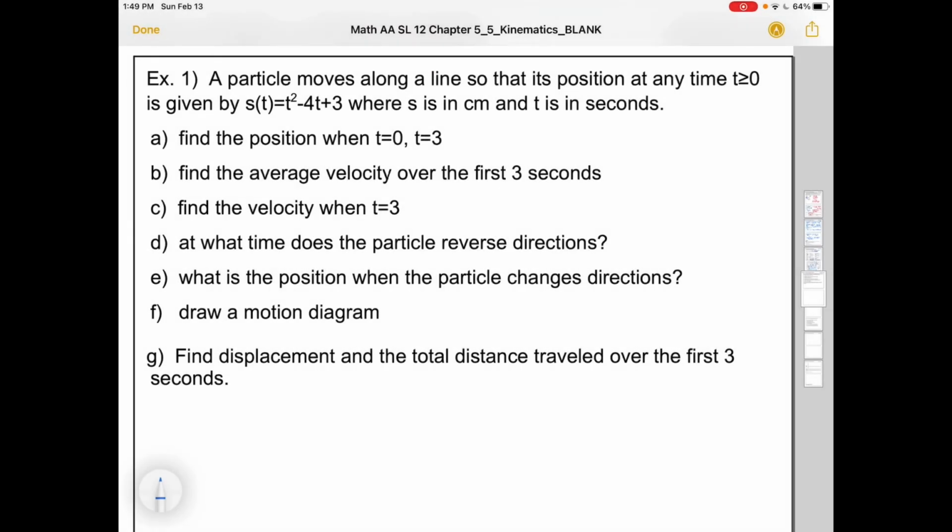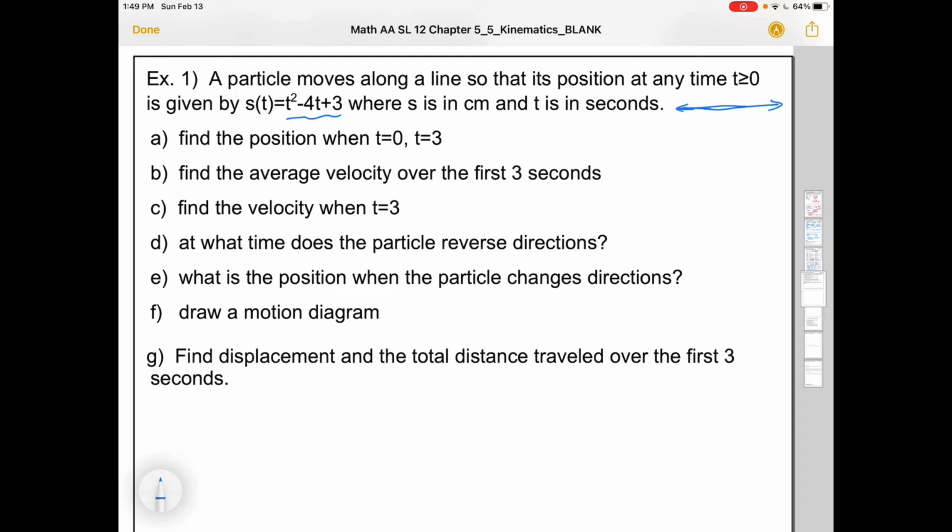Hi folks! In this video we're going to look at some problems that involve motion in a straight line, just in one dimension. In the last video we had some definitions and some examples to understand what this looks like. Here we're looking at a particle that moves along a straight line, so it's just going to move left to right. And it's given by this really contrived equation. That's its life story. It just does that. Where S is in centimeters, so S stands for position, and T is in seconds.